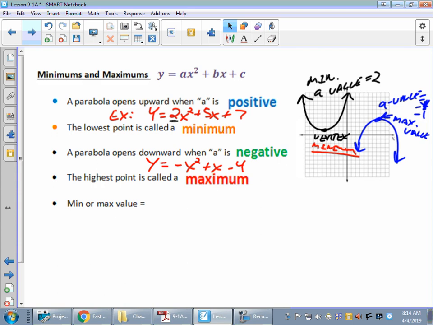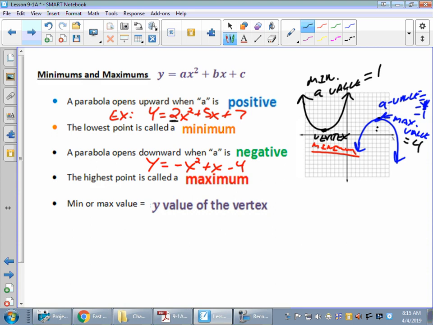Your minimum or maximum value is the y value of the vertex. So you just look at your y point. In this quick sketch, we're up 1 here, so your minimum value would be 1. And here your maximum value, 1, 2, 3, we'll say 4. Your maximum value would be 4 because remember, y goes up and down, so that's an easy way to discover those.